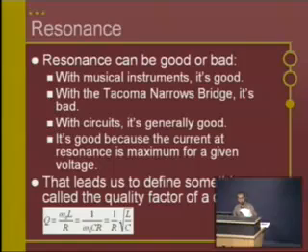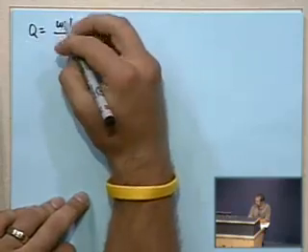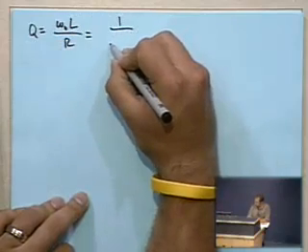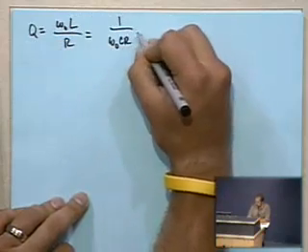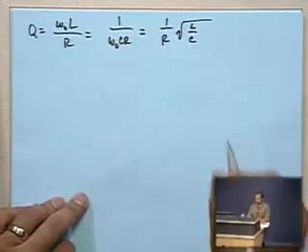I'm going to write those down myself so I have them handy. Q equals omega naught L over R. It equals 1 over omega naught C R, and it equals 1 over R times the square root of L over C.